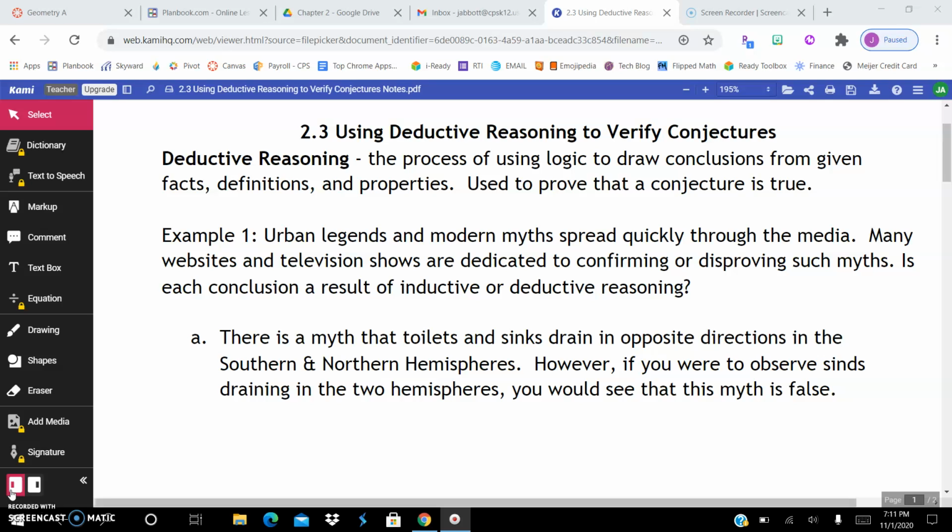So part A here, there is a myth that toilets and sinks drain in opposite directions in the southern and northern hemispheres. However, if you were to observe sinks draining in the two hemispheres, you would see that this myth is false. So since this was actually observed, there were people that went and checked this out, I guess. This is inductive reasoning.